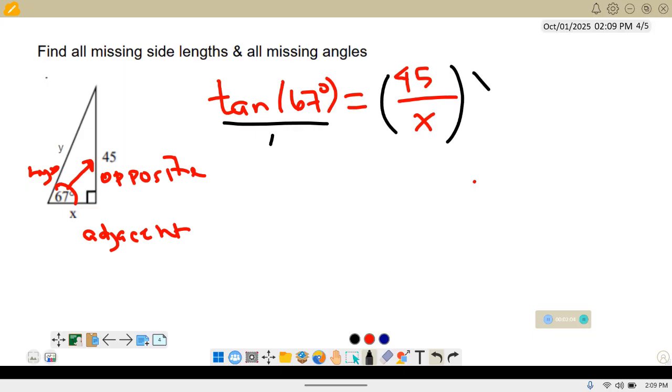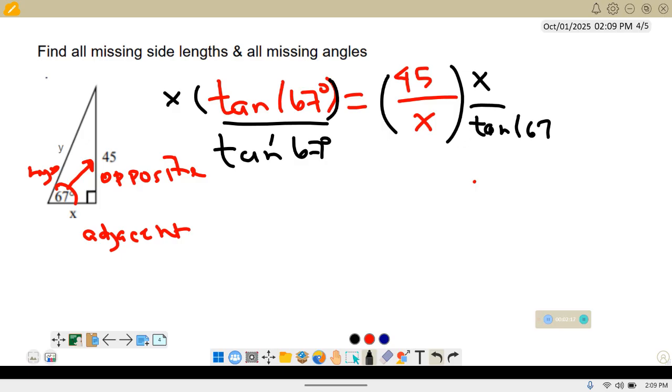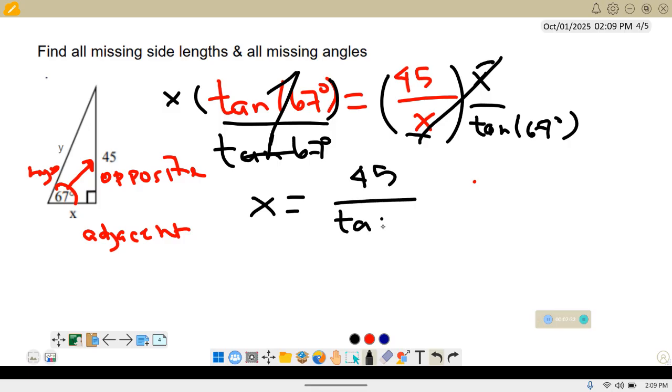But what I like to do generally is multiply both sides by x and divide both sides by the tangent of 67 degrees. And that will get x alone. Because tangent of 67 over tangent of 67 is an equivalent form of 1, x over x on this side is an equivalent form of 1, and I am left with x equals 45 divided by the tangent of 67 degrees.